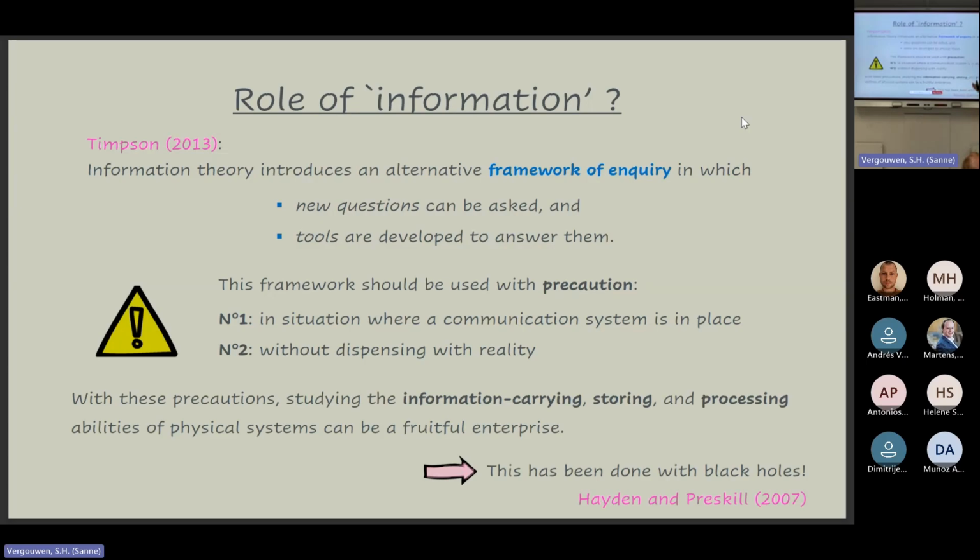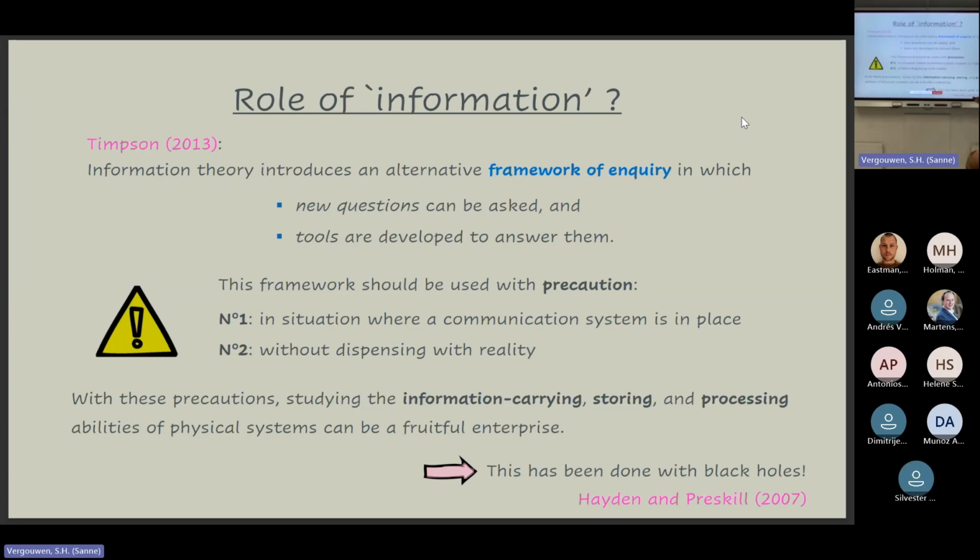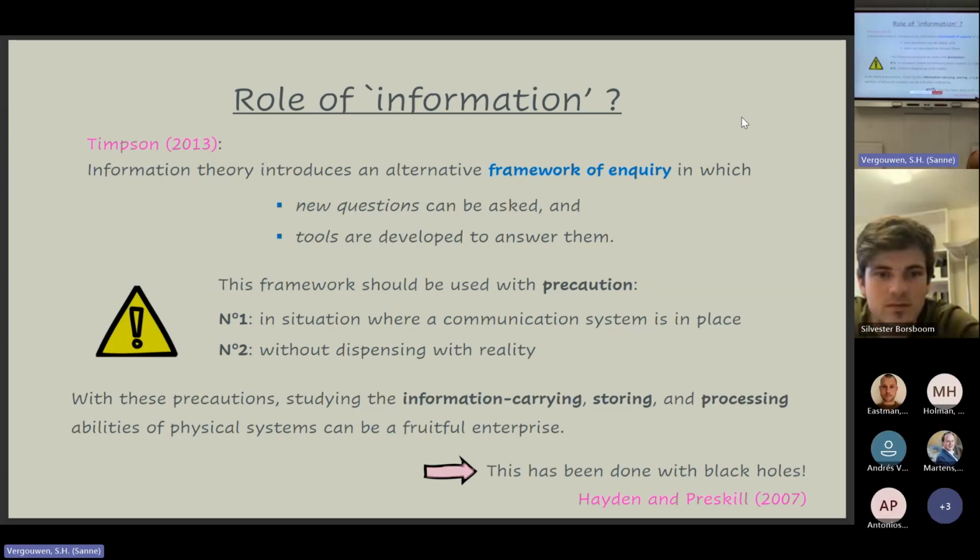With these precautions, studying the information carrying, storing, and processing abilities of physical systems can be a fruitful enterprise. And today I want to show you how this has been done in the model of Almheiri and Corbeel. This has been done for black holes, and in particular, this model implements Simpson's proposal particularly well.